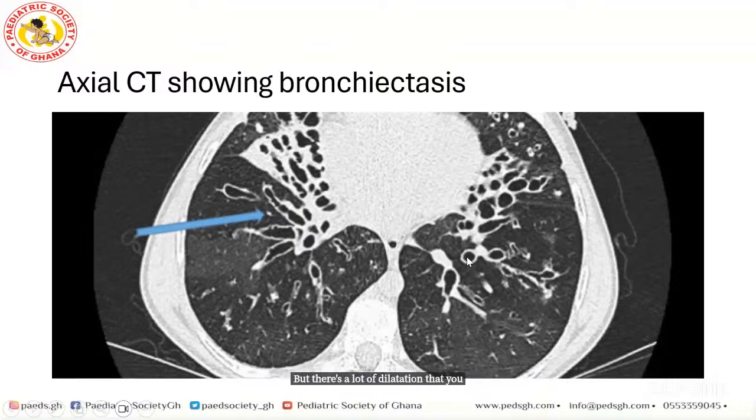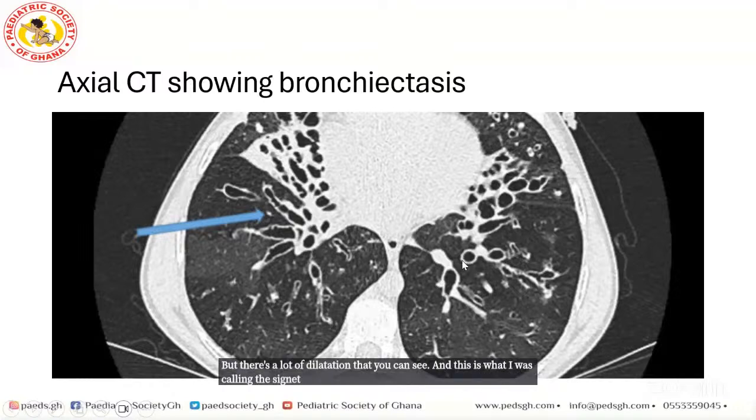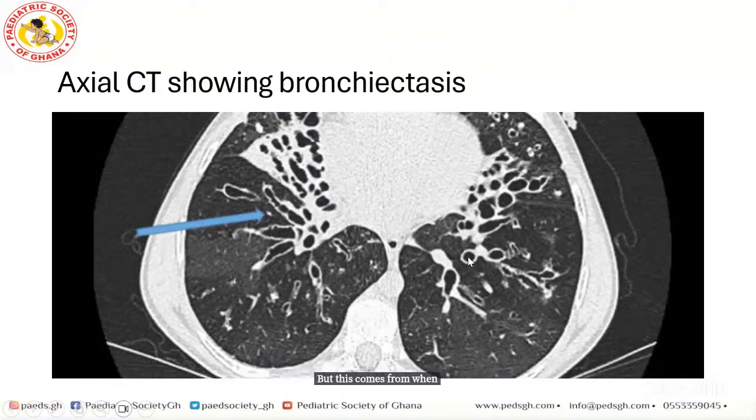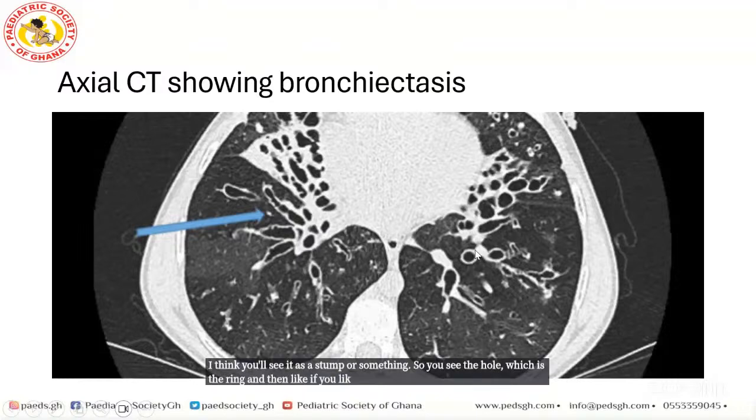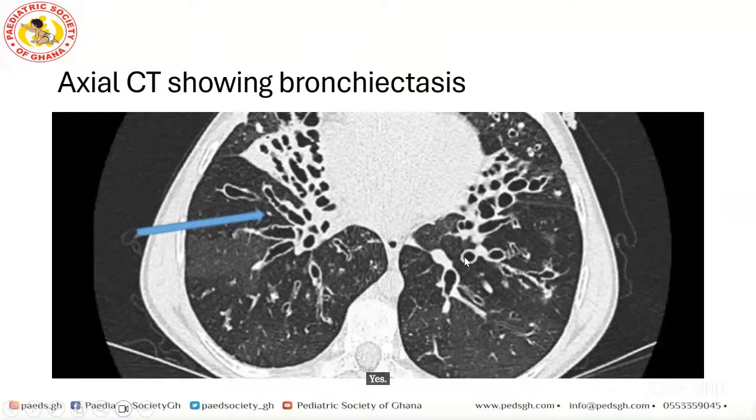And this is what I was calling the signet ring, like the ring that most of the ladies wear, a ring and there's a stone on top. But this comes from when rulers used to wear rings that, I think, were used as a stamp or something. So you see the hole, which is the ring, and if you liken it to your wedding ring, the one with the stone, there's a stone on top. Yes, that's a signet ring sign.